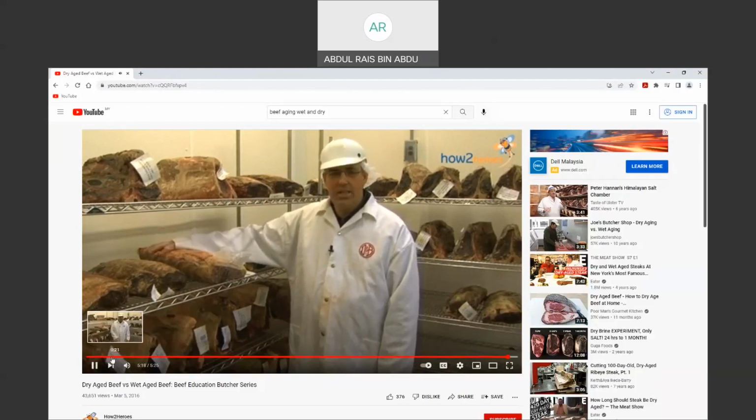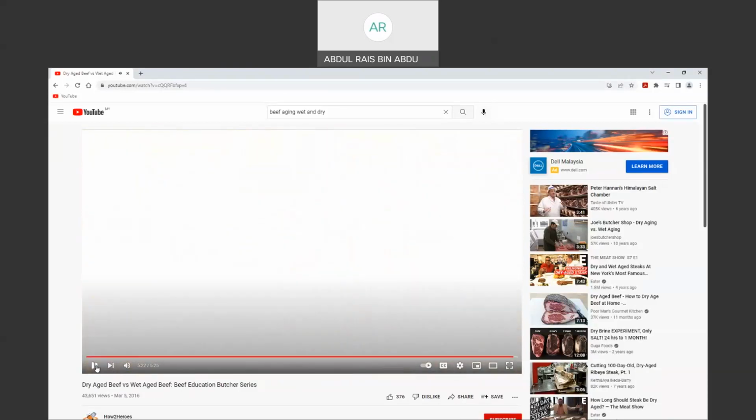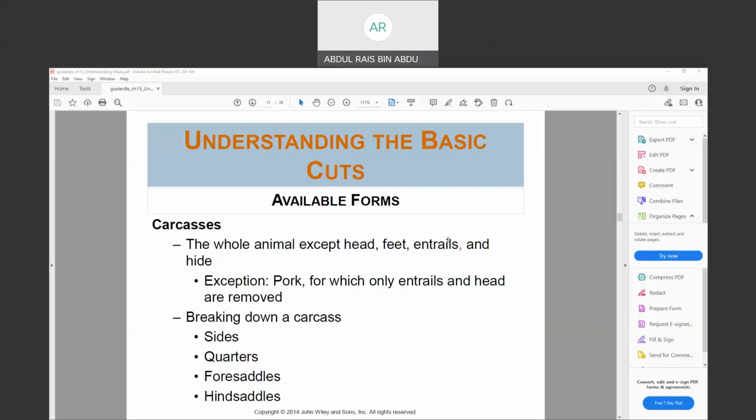So next time you see it on your menu, you will know what it is, and I recommend you try it. Okay, so that's the description of dry age versus wet age, yeah? Okay, let's continue. All right.